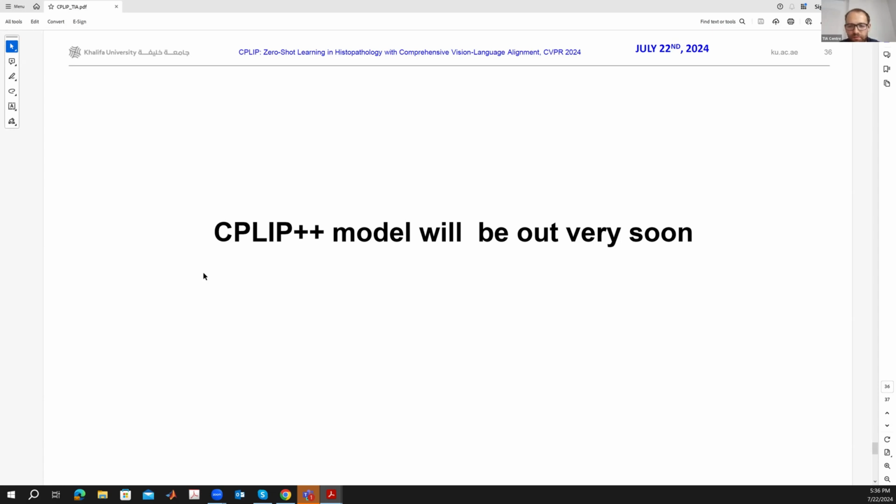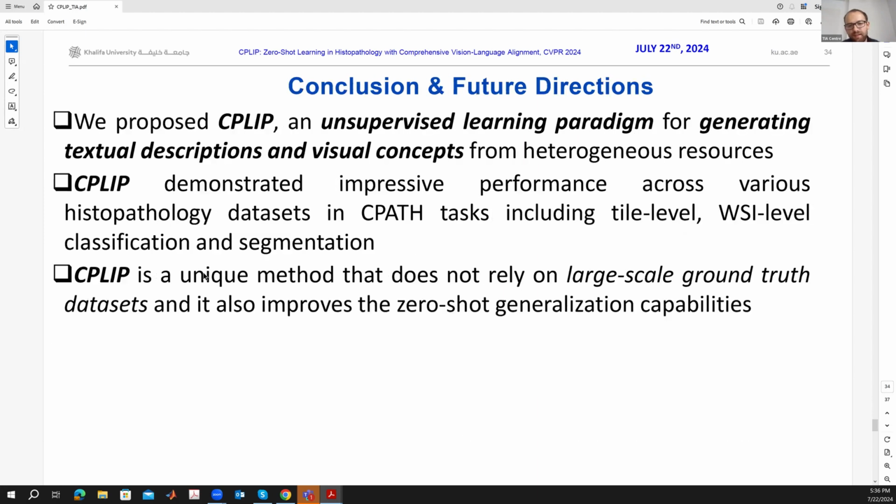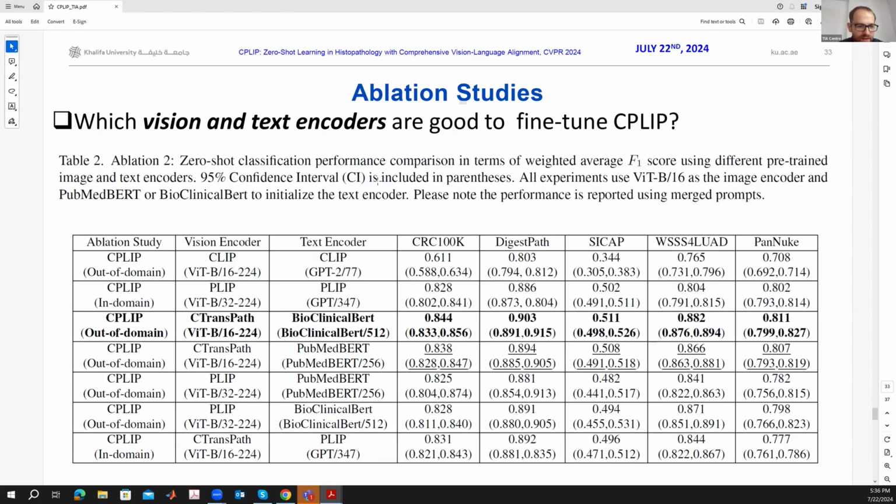And I suppose also a question about one of the final slides again, about the comparisons with the different encoders. Why do you think that CTransPath appeared to get the best results in terms of vision encoder?